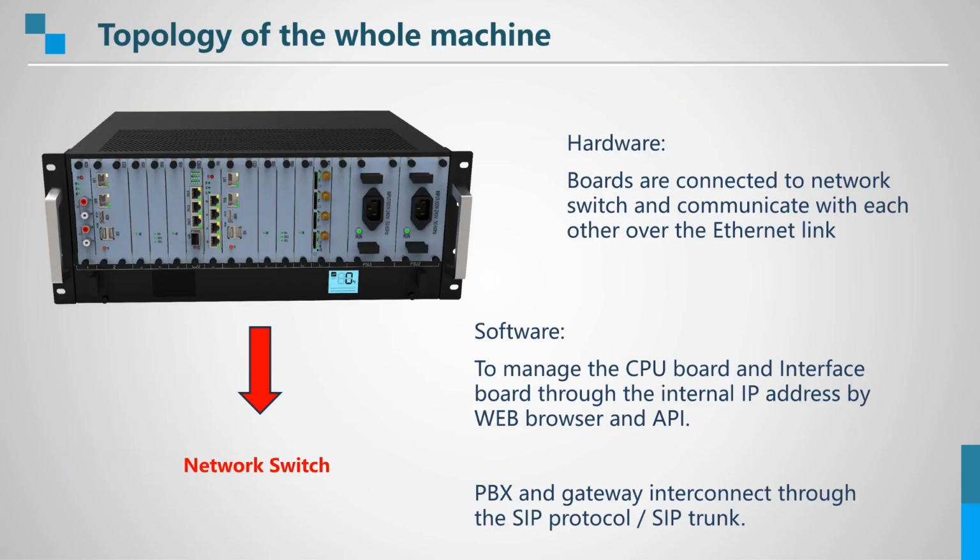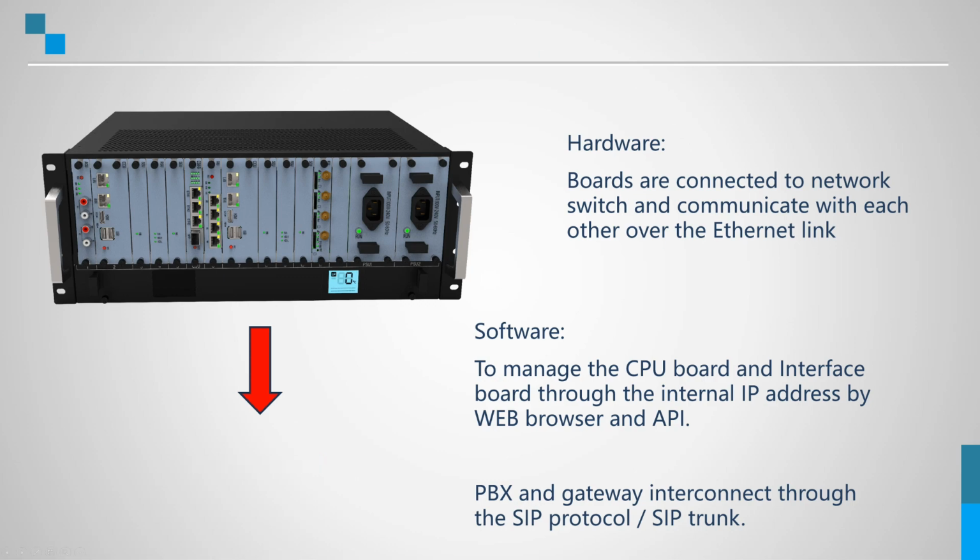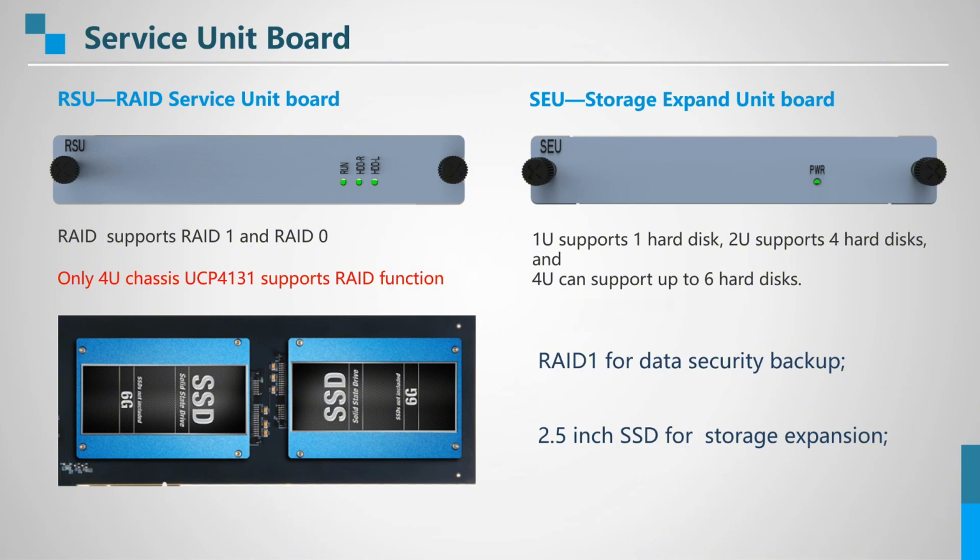The Storage Expand Unit Board, SU, provides different hard disk support capabilities depending on the chassis size. The 1U chassis supports 1 hard disk, the 2U chassis supports 4 hard disks, and the 4U chassis can support up to 6 hard disks. Through the SU, users can expand the hard disk capacity according to their data storage needs, ensuring the system can store a large amount of communication records, files, and other data.